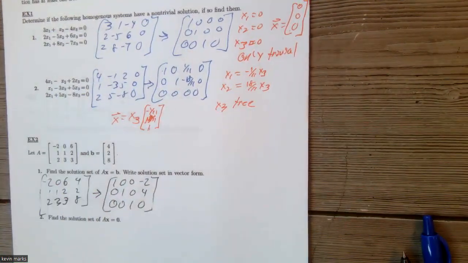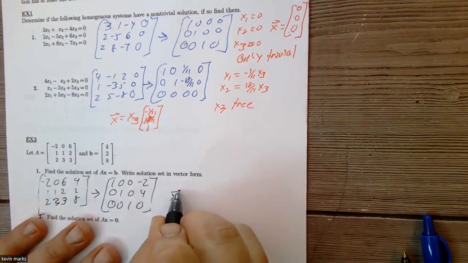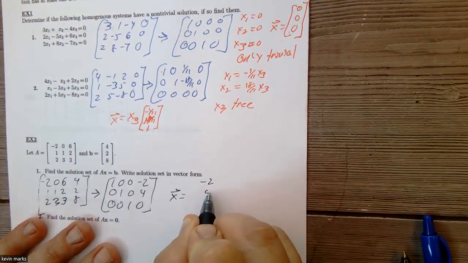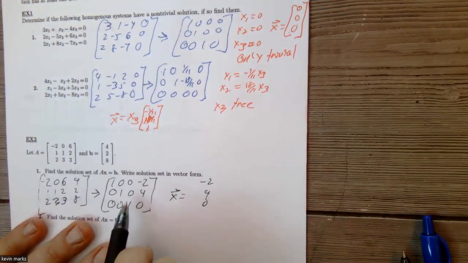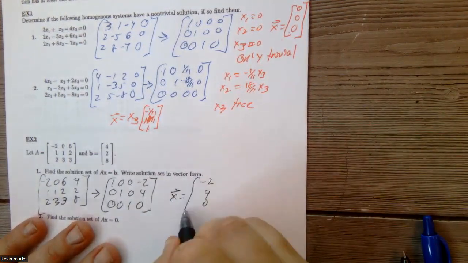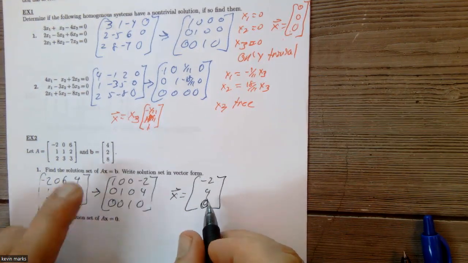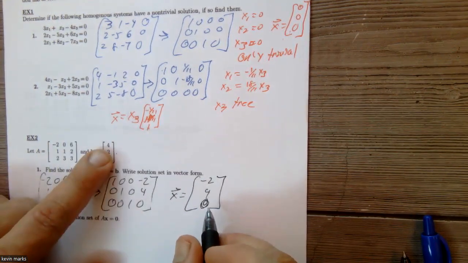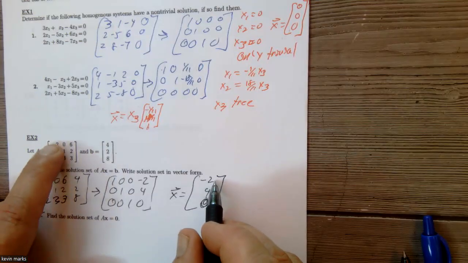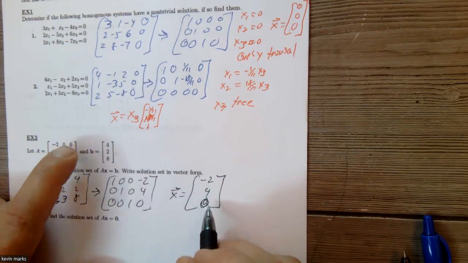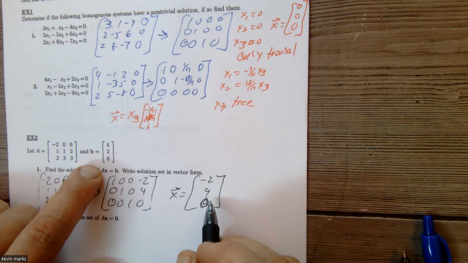So what does that mean? You are indeed going to get a unique solution, namely negative 2, 4, 0, right? X1 is negative 2, X2 is 4, X3 is 0. So that is the one and only one vector that you can multiply A by that would generate B. Or negative 2 of these plus 4 of these plus none of these would generate that, right?